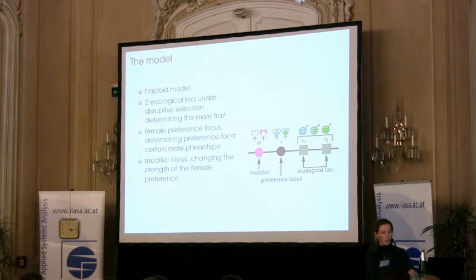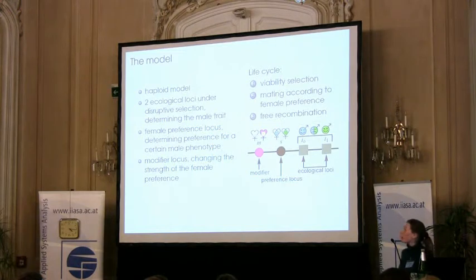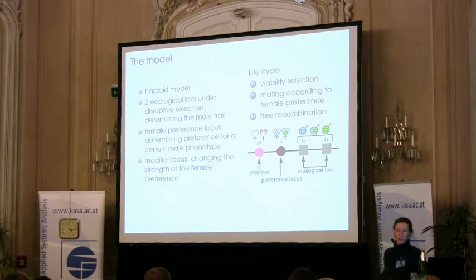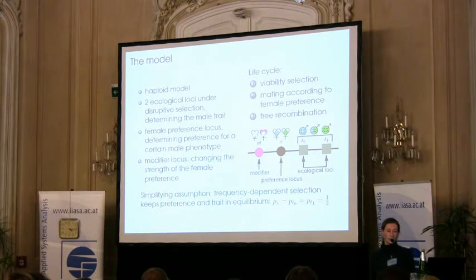The life cycle is as follows. We have viability selection on zygotes, then mating according to the female preference, and afterwards free recombination between all loci. And we are also making a very important simplifying assumption: we just assume that there is some kind of frequency-dependent selection that is keeping the preference and the trait in equilibrium of allele frequencies 1/2.